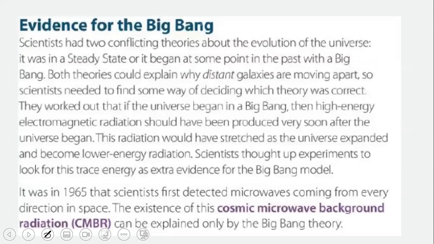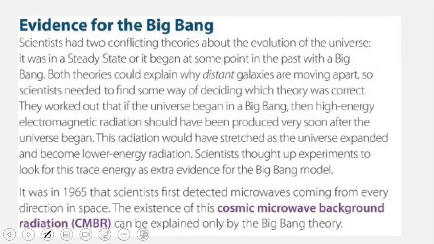Now, when we talk about it, you just have to know what evidence we have, or how we can use redshift to explain the Big Bang. If there was a Big Bang, that means there was a sudden explosion. You had a small particle, and from that small particle there was a sudden explosion, and everything started to move away.